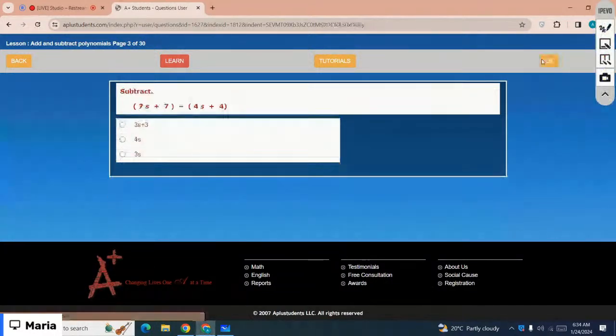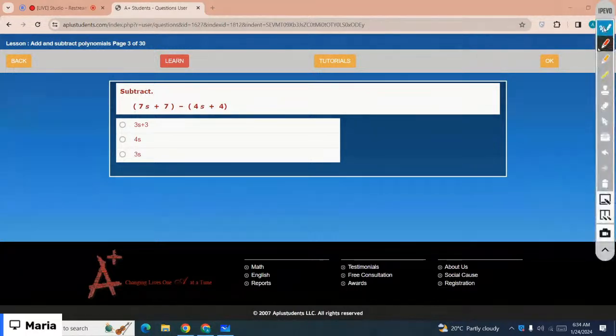The next one is 7s plus 7 take away 4s plus 4. So when you are subtracting the polynomials, the subtraction sign changes the sign of the terms that are after the negative sign. Like here you have 7s plus 7. So this negative sign changes the sign of both terms, that is negative 4s, negative 4, right? So 7s minus 4s is 3s and 7 minus 4 is 3. So the correct answer is 3s plus 3. That is option number 1. Got it?